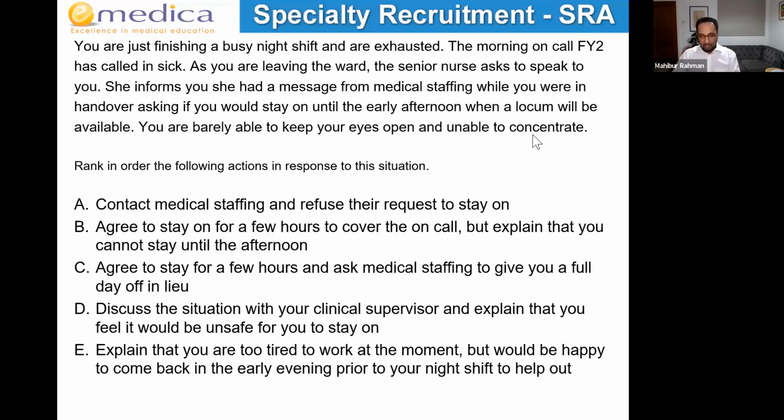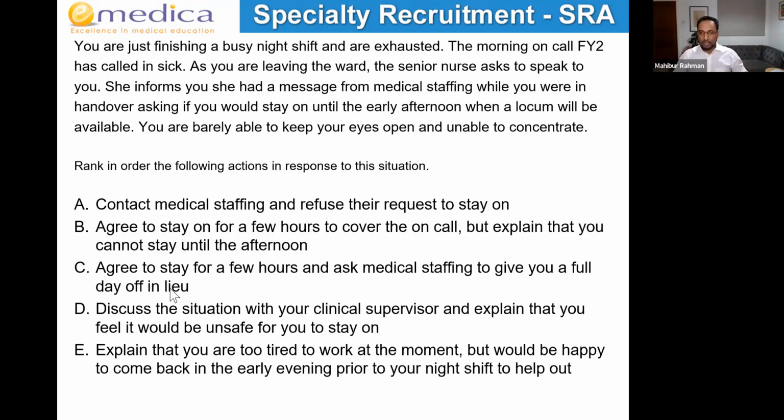Okay. Now let's look at the options. Option A, contact medical staffing and refuse their request to stay on. So contact and refuse, very important. Just think about that. Let them know I can't do it. Option B, agree to stay on for a few hours, but say, look, I can't stay until the afternoon. I'll do some of the morning, but I can't stay till early afternoon when the locum comes.